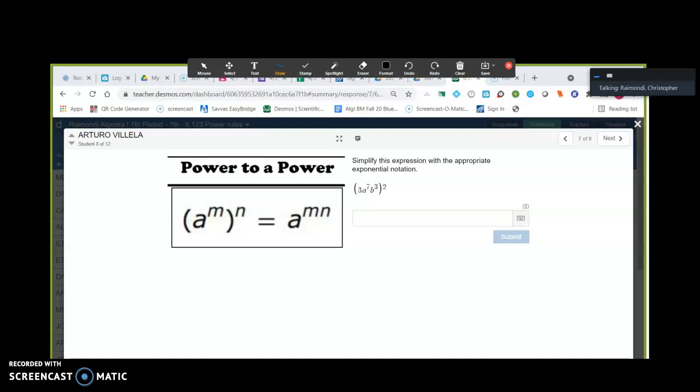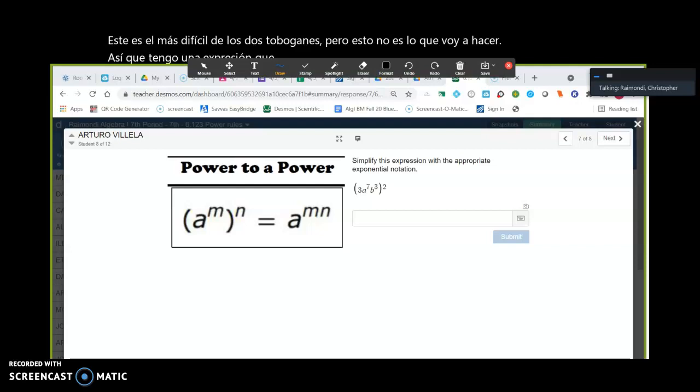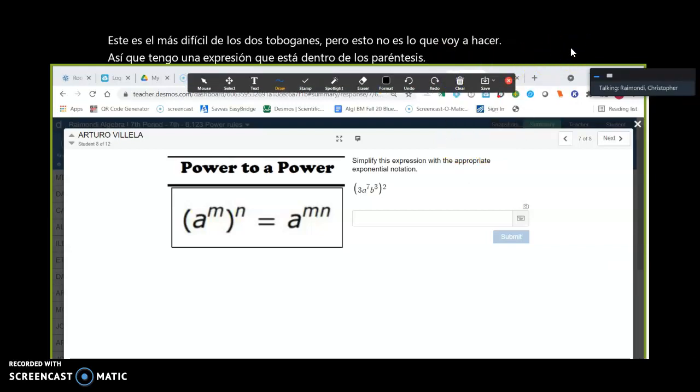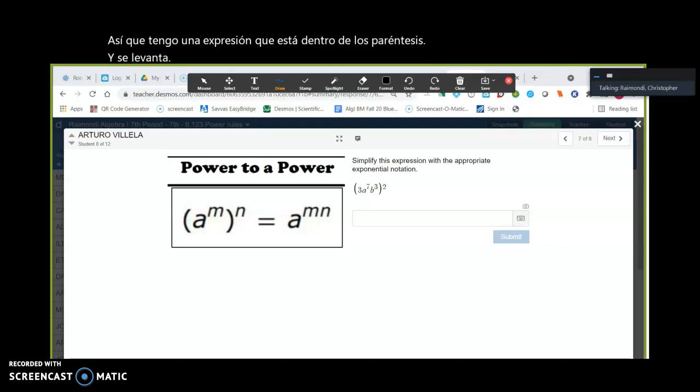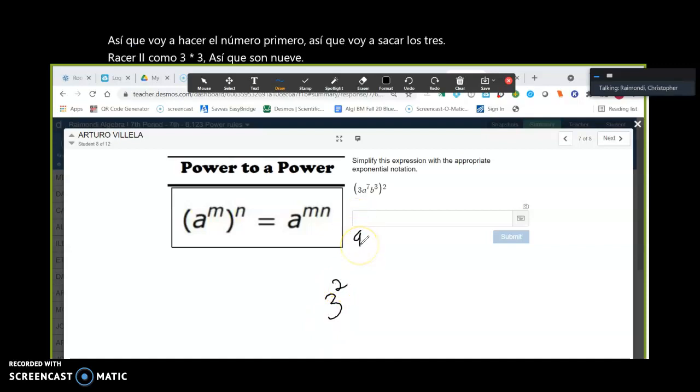Okay, so we're on 6.123. We're on slide 7. This is the more difficult of the two slides, so this is the one I'm going to do. So I have an expression that is inside the parentheses. And it is raised to the second power. So I'm going to do the number first. So I'm going to take out the 3, raised to the second. That's 3 times 3, so that's 9. So that's my first term.